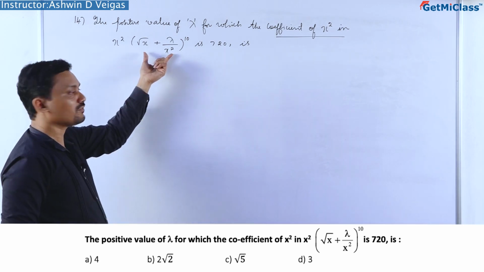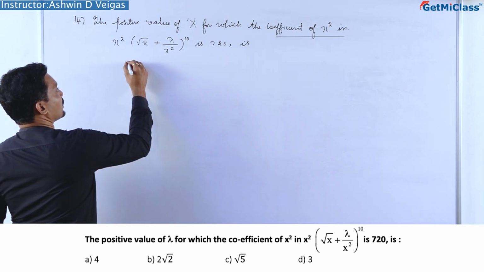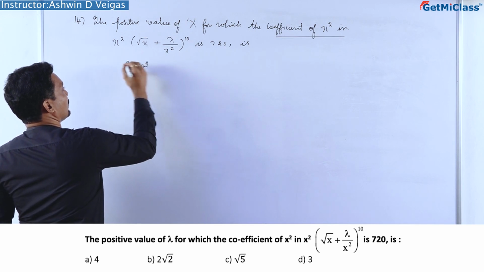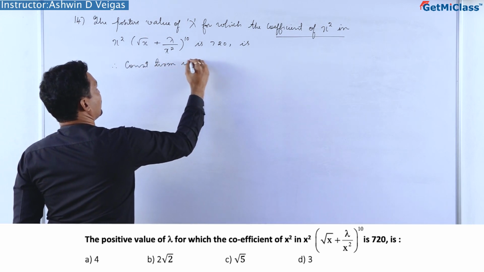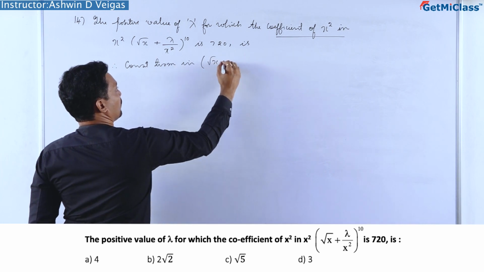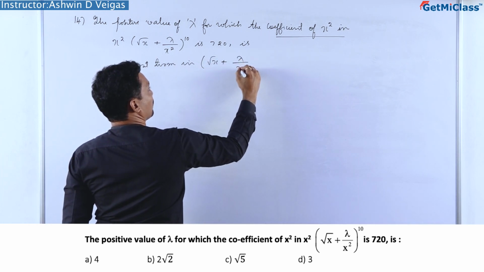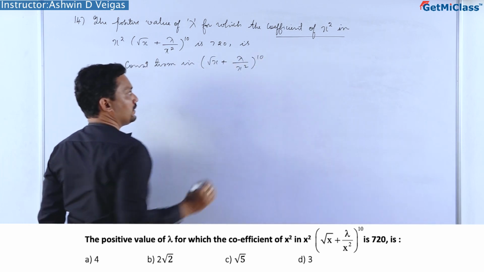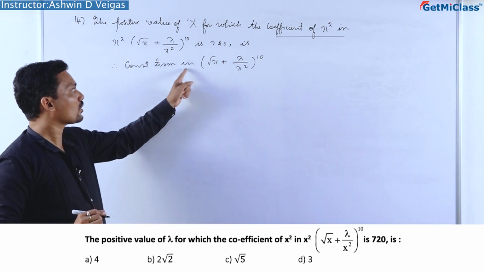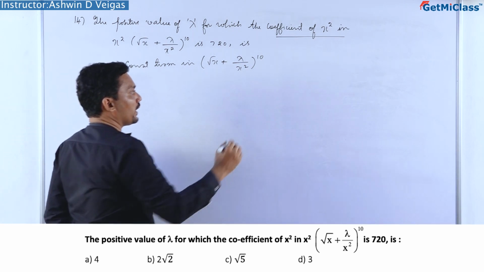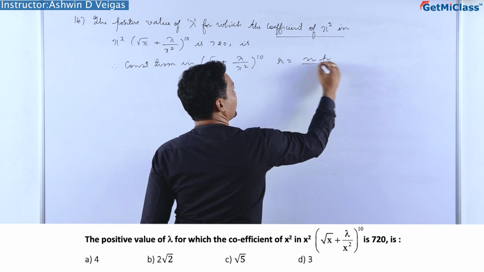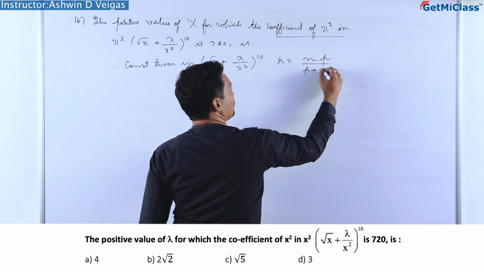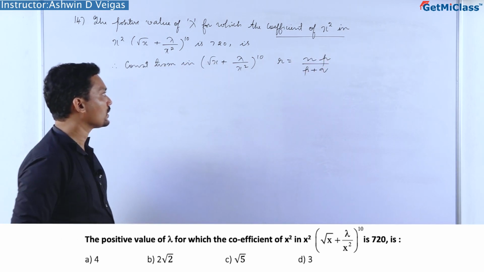Okay, now we will find the constant term in root x plus lambda by x square power 10. To find the constant term, there is a shortcut, and for the constant term the value of r is given by np divided by p plus q. So, this is the shortcut.